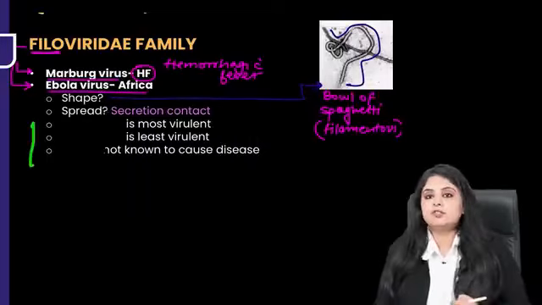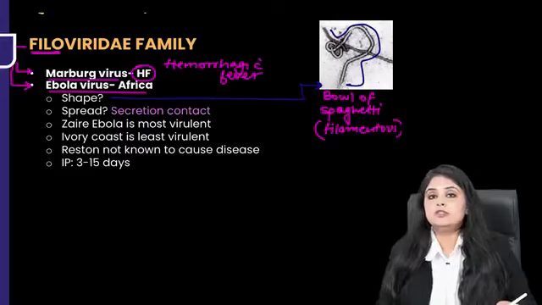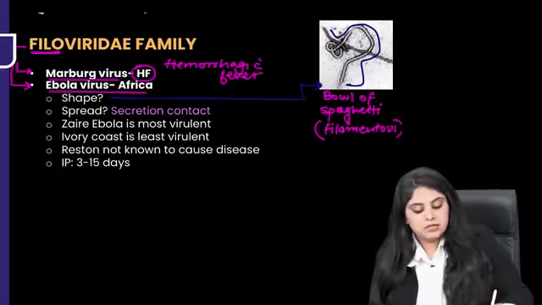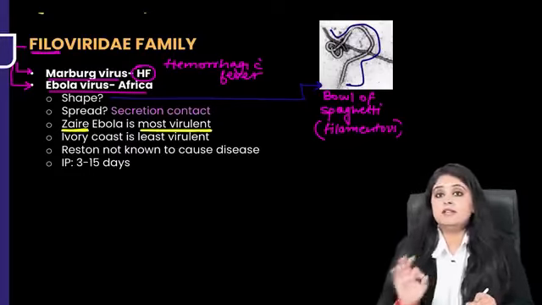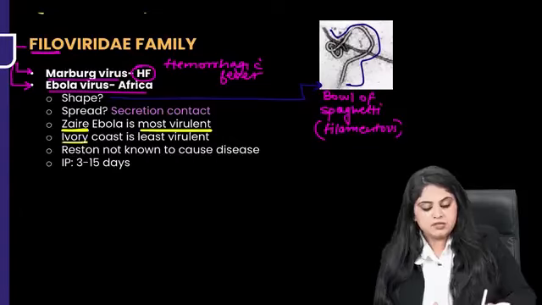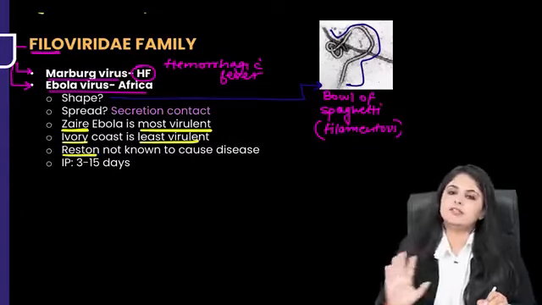Now, Ebola has a lot of strains. So remember, the Zaire Ebola, Ivory Coast, and Reston. So please note that Zaire Ebola is most virulent. So Zaire Ebola is going to be very, very virulent. Ivory Coast is the least virulent, and Reston is the resting variant. It is resting. That is not causing any disease. Reston is not going to cause any disease.